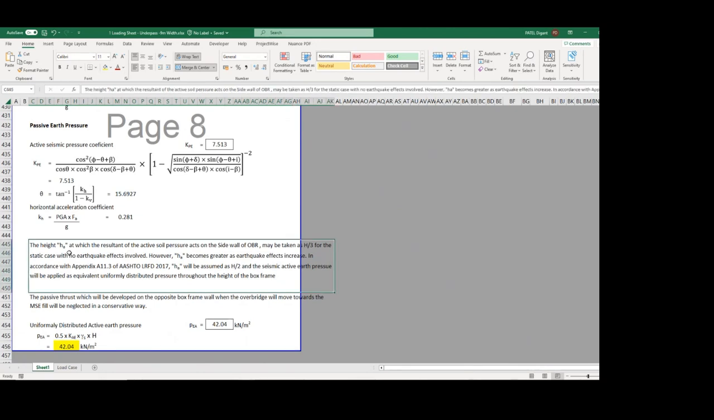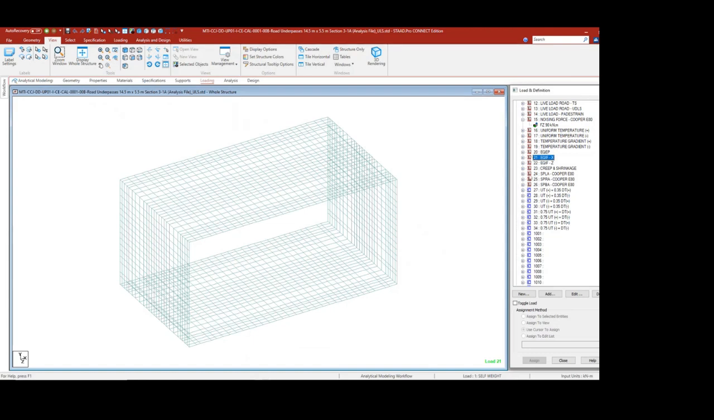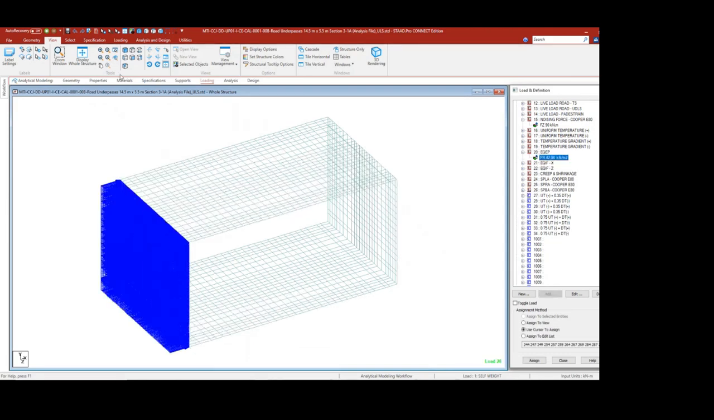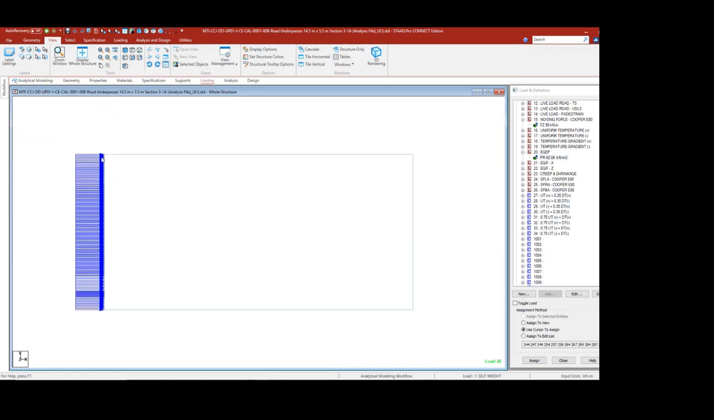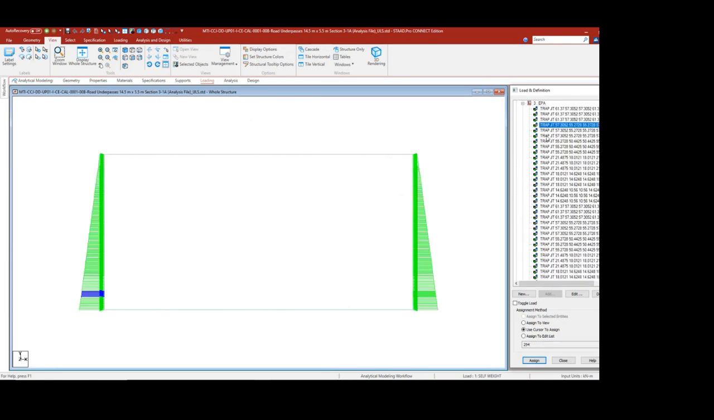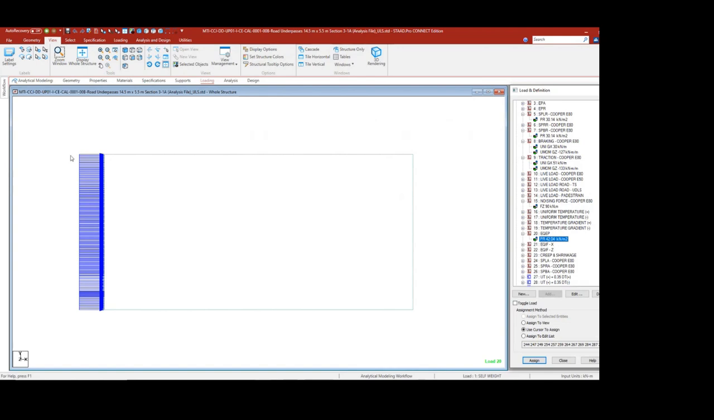One important thing they have mentioned is that the point of application of the seismic earth pressure should be at mid height. This will only happen if you apply the seismic earth pressure load as a rectangular earth pressure. Then the point of application will be at mid height. In our routine case, the point of application will not be there; it will be at the bottom, at H by 3. But for the point of application to be at mid height, we have to apply it as a rectangular earth pressure.